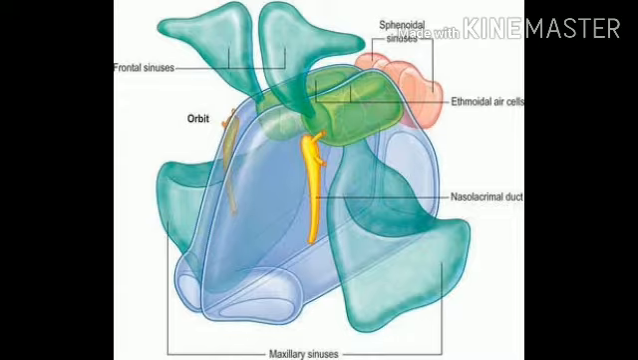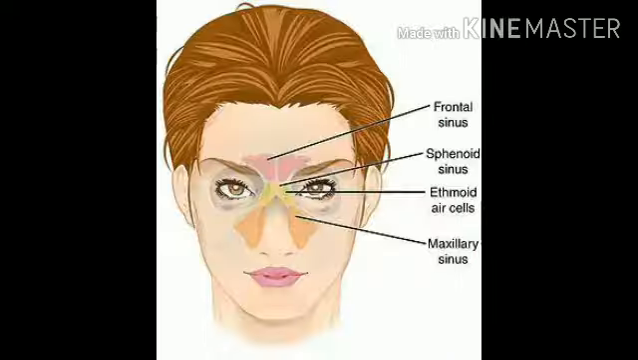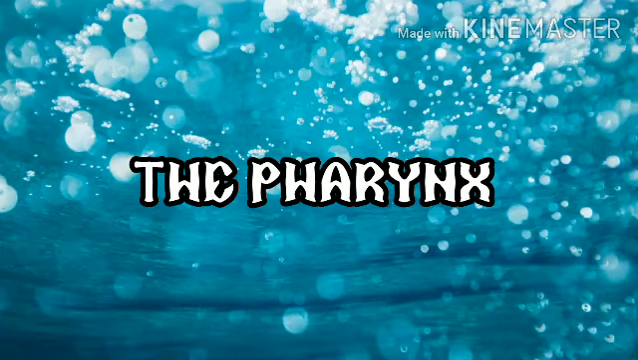Clinically, the paranasal air sinuses are divided into two groups. The anterior group drains below the middle turbinate or near the infundibulum and consists of the frontal, maxillary, and the anterior and middle groups of ethmoidal cells. The posterior group drains at several locations above the middle turbinate and is made up of the posterior ethmoidal cells and the sphenoidal sinuses. Next, we are discussing the pharynx.